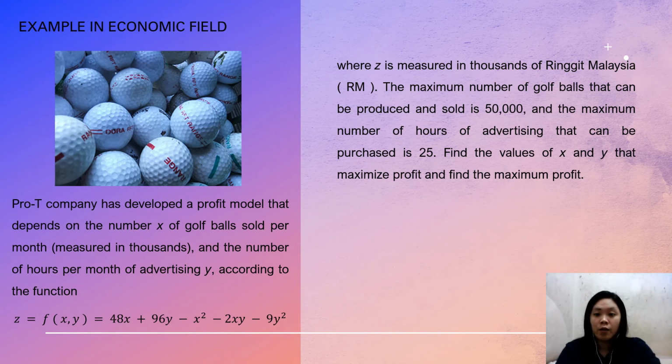The maximum number of golf balls that can be produced and sold is 50,000, and the maximum number of hours of advertising that can be purchased is 25. Find the values of x and y that maximize profit and find the maximum profit.